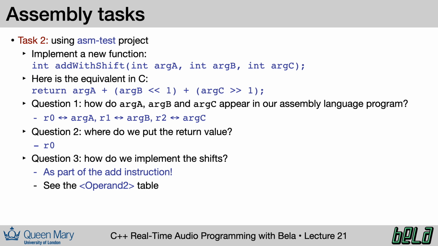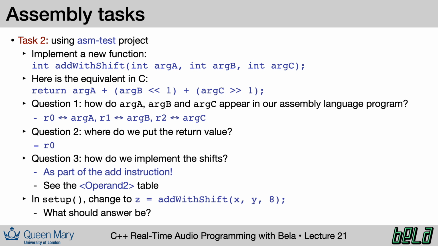To see how to format that, go back to the upRAN2 table in the reference materials. In this case, inside of setup, instead of calling add numbers or subnumbers, call add with shift, passing 3 arguments, x, y, and 8. Recall that x is equal to 3 and y is equal to 4, so what should the answer to this function be?